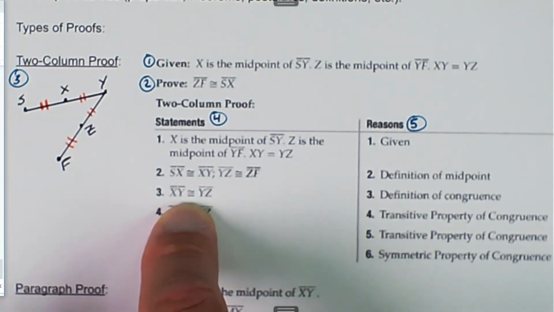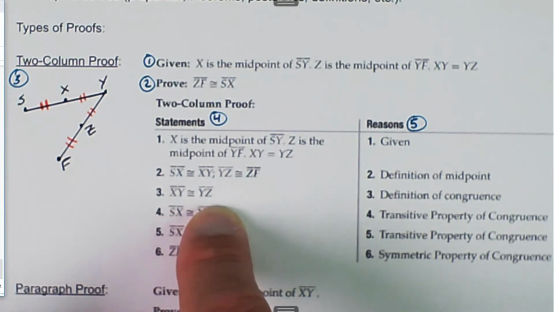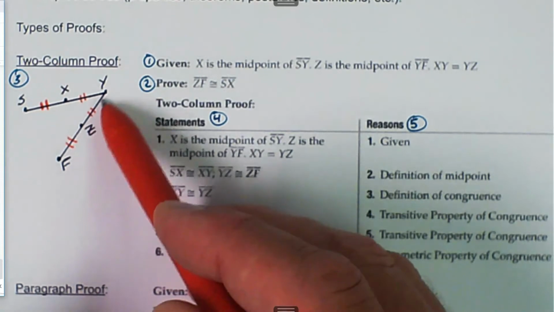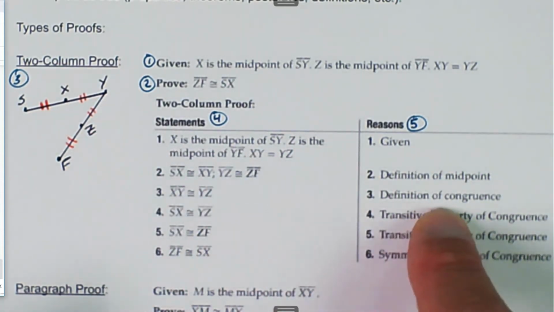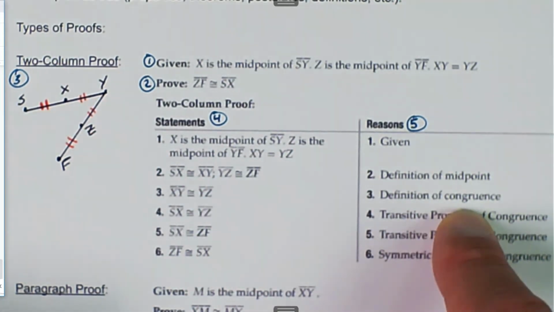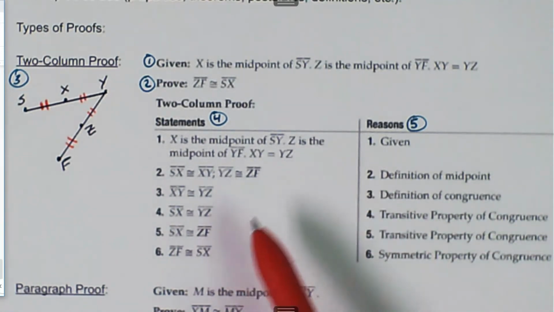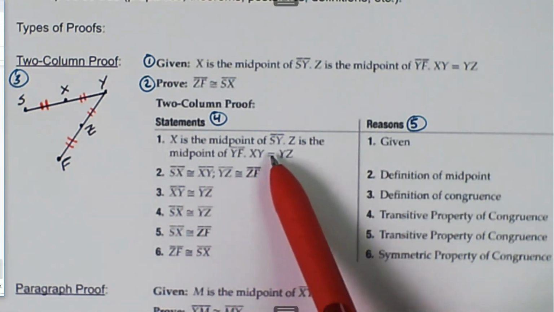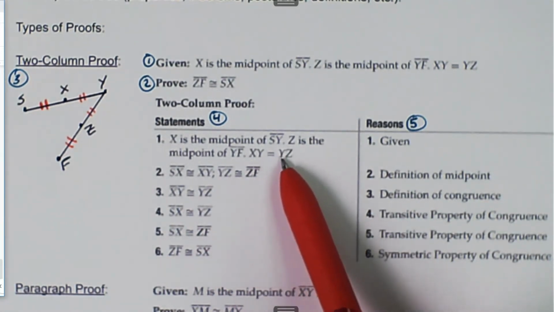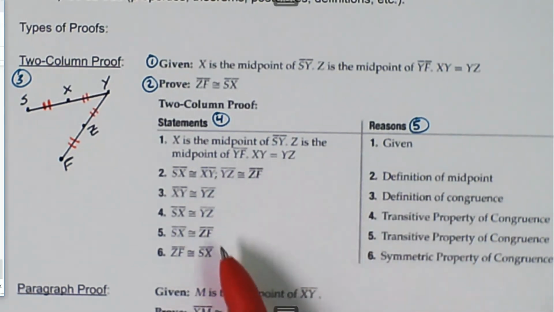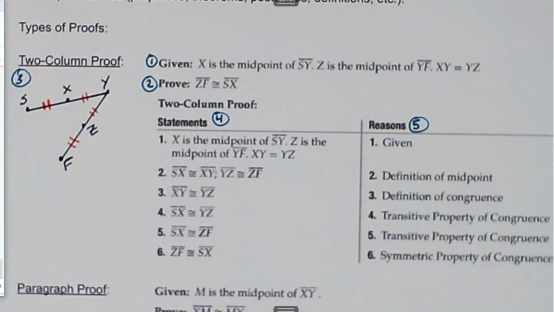So from there we can say XY is congruent to YZ, by the definition of congruence. Because previously we didn't say that it was congruent. Here we said it was equal to. So if something is equal, then it is congruent also. So that's why it was definition of congruence. That's why we had to say that there.